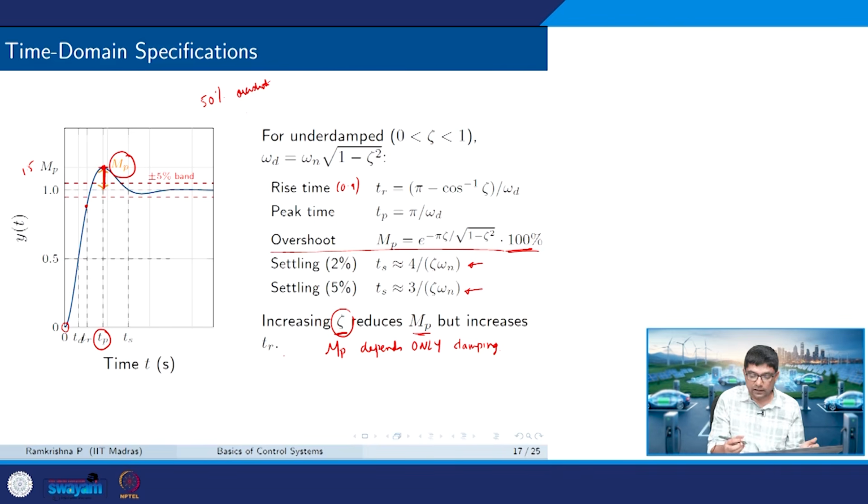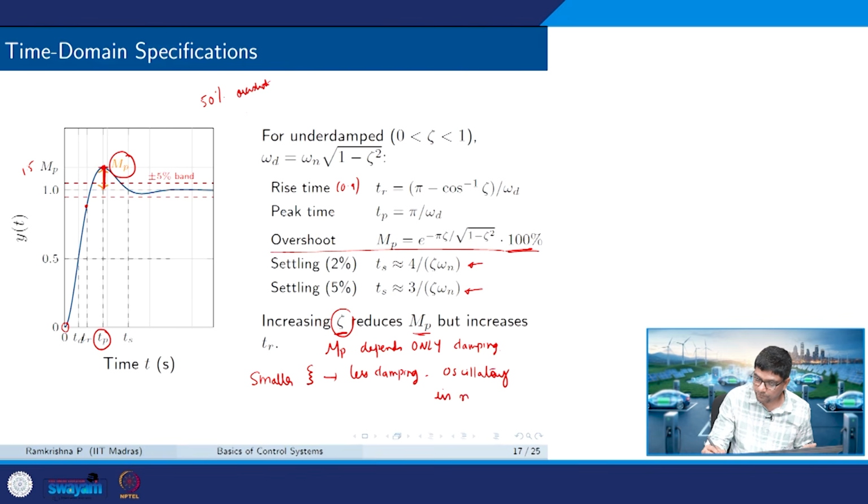So, for a smaller zeta, which means less damping, the system will therefore be more oscillatory in nature. So, while designing a system now, given specifications, I can choose what is zeta, I can also choose what is omega n. These are parameters that I can choose, right. In my RLC circuit, I can choose R, L and C to have a certain value of zeta and a certain value of omega n.